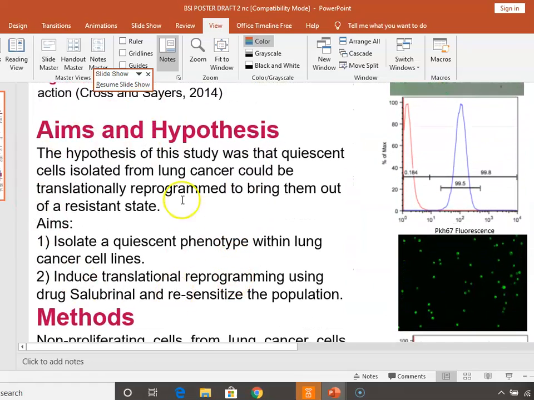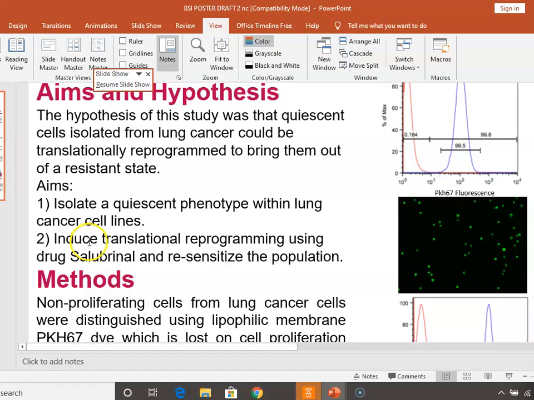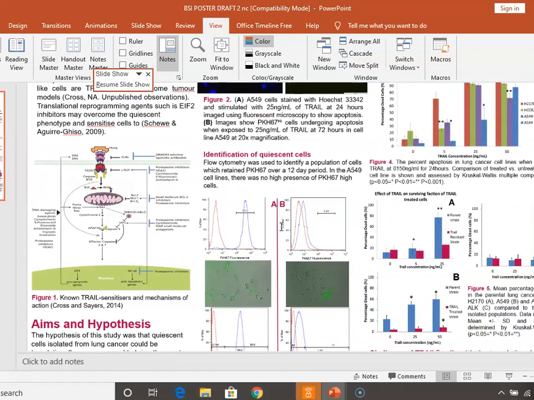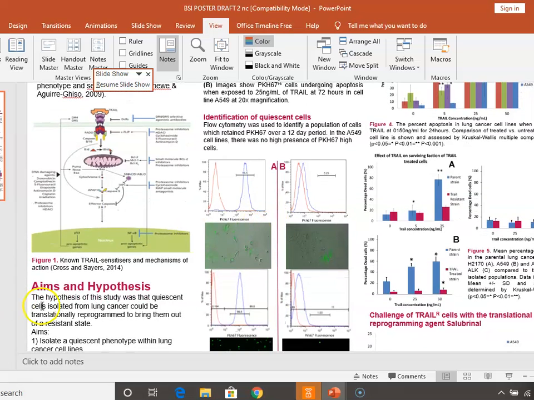We've got aims and hypotheses on there, so we've got a clear hypothesis: the quiescent cells isolated from lung cancer could be translationally reprogrammed, and then we've got 2 key aims that we try to do. So that's the point where we're up to so far. I didn't put the aims and outcomes on this one, it just didn't seem appropriate, but sometimes it does, sometimes it doesn't.